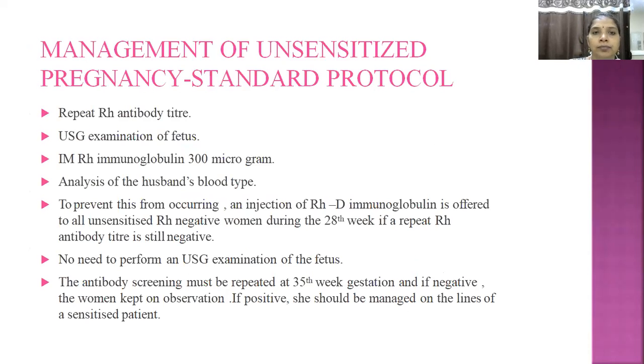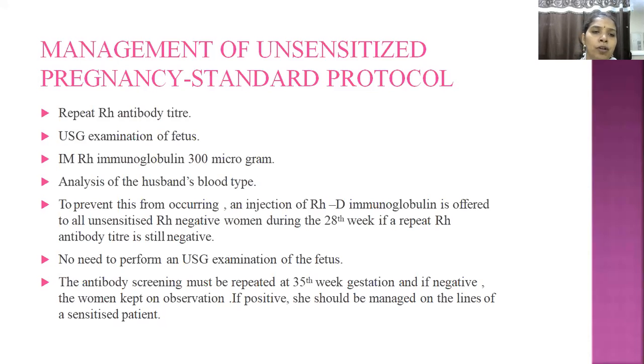Management of unsensitized pregnancy means the Rh negative mother was never exposed to Rh positive blood, whether by blood transfusion or a previous pregnancy. She is non-pregnant, so she doesn't have any antibodies. In that case, what do we have to do? Repeat the Rh antibody titer, do an ultrasound examination of the fetus, give an intramuscular injection of anti-D 300 micrograms, and analyze the husband's blood type.